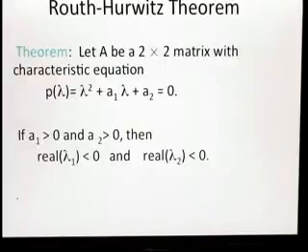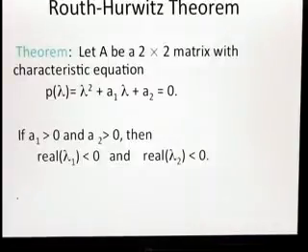Okay, I need one more result, which is very useful in low dimensions, and I just need it in 2 dimensions, where it's completely trivial. It's what's called the Routh-Hurwitz theorem. So suppose you have a 2x2 matrix, and this is its characteristic equation.